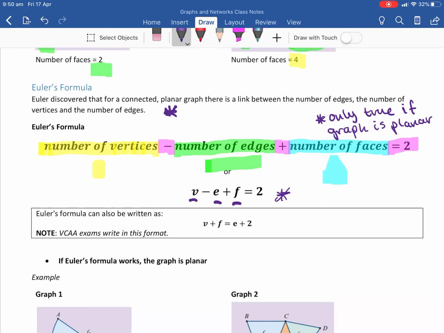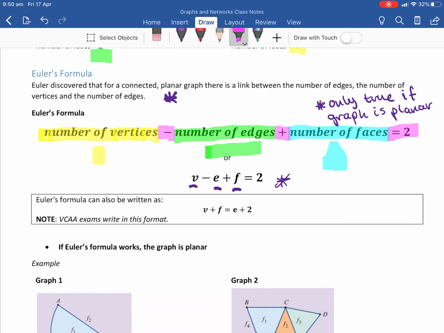They use this in the VCE exam, so it's very important to be able to identify that that is Euler's formula. And here's the note that I just wrote up there. If Euler's formula works, the graph is planar. So if you get a question that says, prove that this graph is planar, you would be using Euler's formula to prove that.